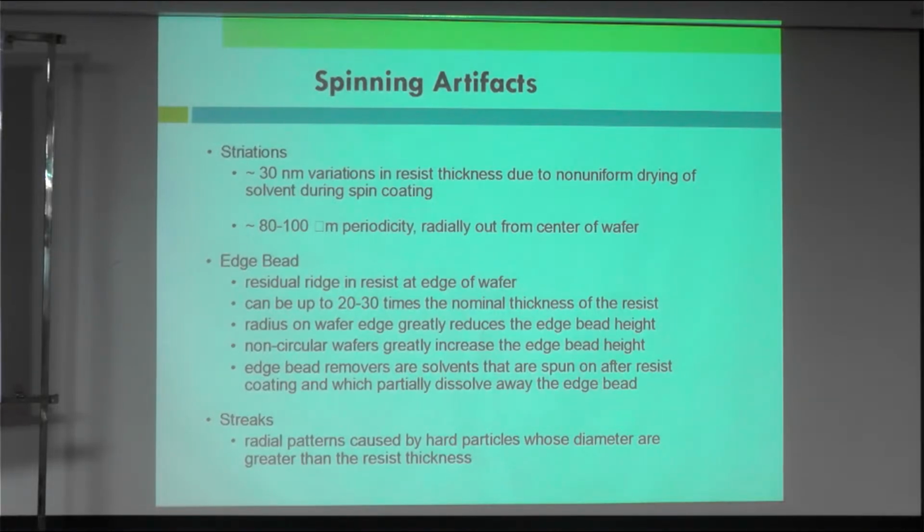And edge bead residual rises in the resist at the edge of the wafer. So this is what I've shown before, and it can be up to 20 to 30 times the nominal thickness of the resist. So it looks easy, but somehow the process parameters need to be optimized in order to have a good thickness of photoresist. That is, I mean, what can be done here.